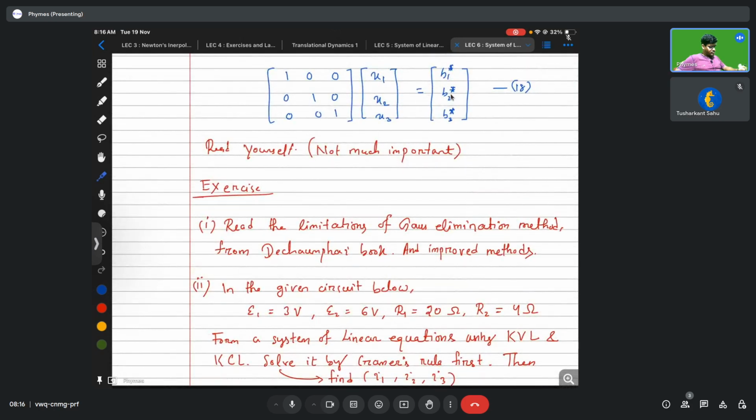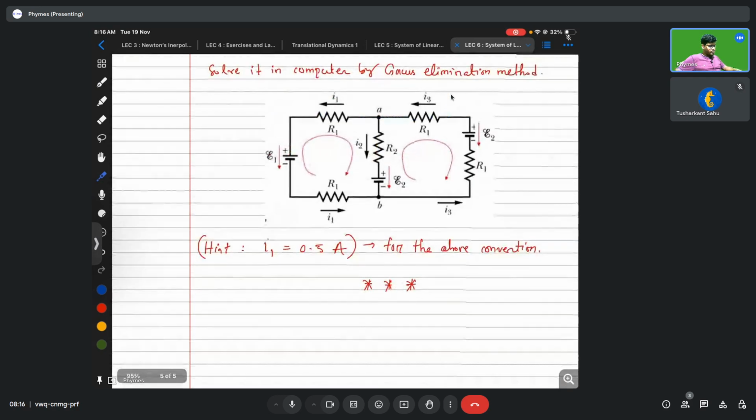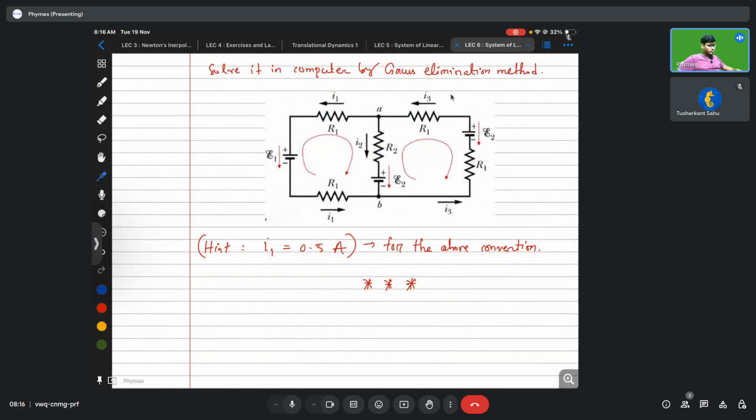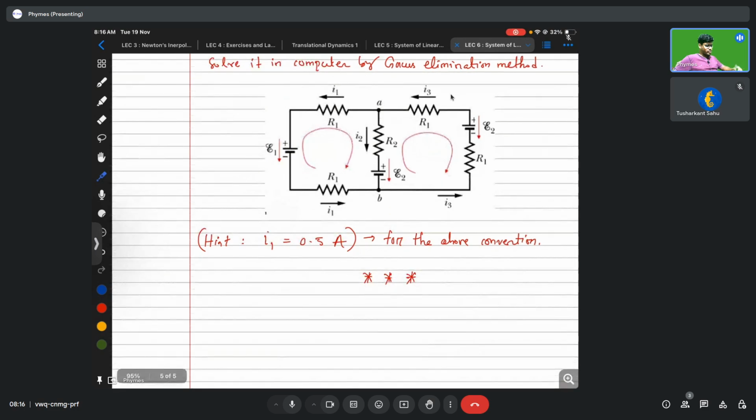And these are some problems you may want to do or not, it depends on you. Here there is a problem to solve this circuit, and you first have to apply Kirchhoff's law and write the system of equations you get and solve them using the Gauss elimination method or Cramer's method. You can choose anyone. You have to solve for the currents, right? This I1 and there is I2 and I3. So there are three variables you have to solve here.